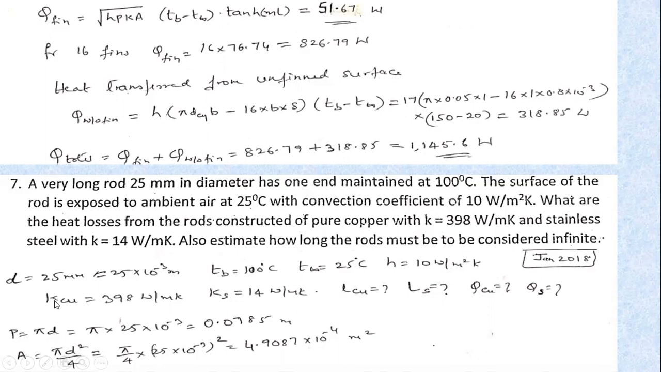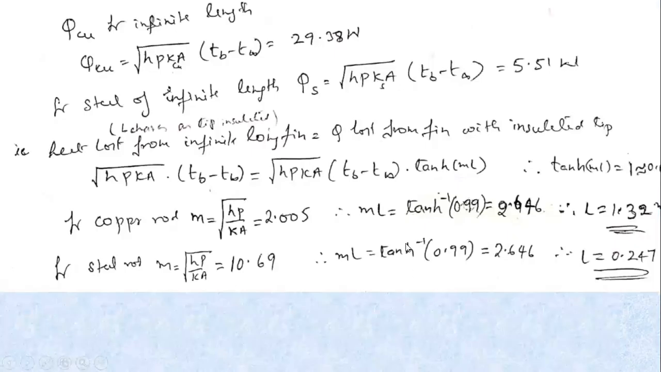So to do that, now let's go through this. First step is we need to find the perimeter of the rod. Since both the rods are of the same diameter, the P is the same for both the cases. Then the area, pi d square by 4, is also the same for both cases. Now we need to find the Q for an infinite length rod. So for a copper rod, Q of infinite length, the formula is square root of hPkA into TB minus T infinity. We get the value of Q.